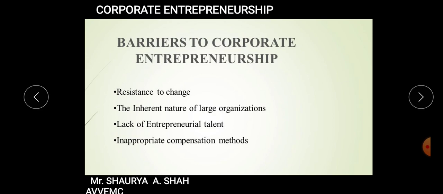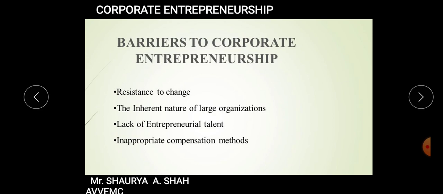The second is, if you want to implement, you need to convince many people, persuade many people above you, that is your superiors, management and everyone. So the inherent nature of large organization is such that it does not adopt the quality of entrepreneurship, that is, rigidity is there, so it will lead to barriers to entrepreneurship.